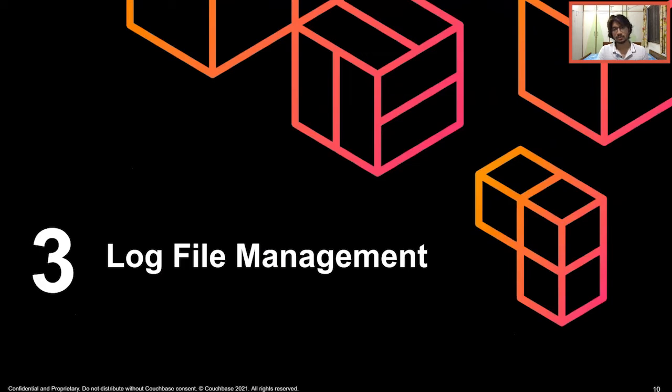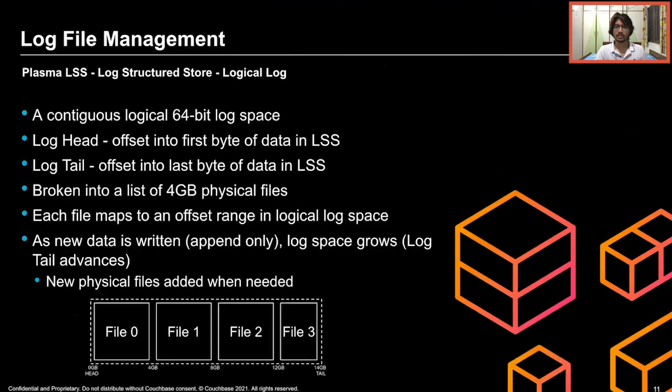Now, let's move on to how Plasma manages its disk resources by looking at log file management. For persistence of data to disk, Plasma uses an append-only log-structured store, or logical log file. It is a contiguous 64-bit logical log space. The log head and tail represent the current active range of log space being used and can be used to determine the disk space usage.